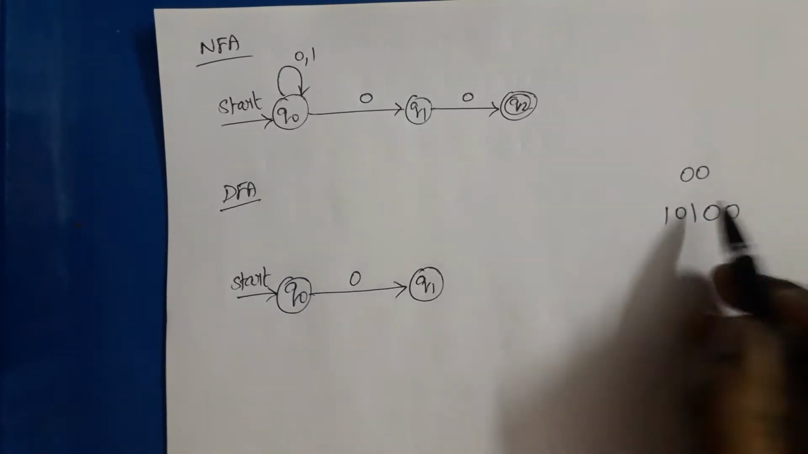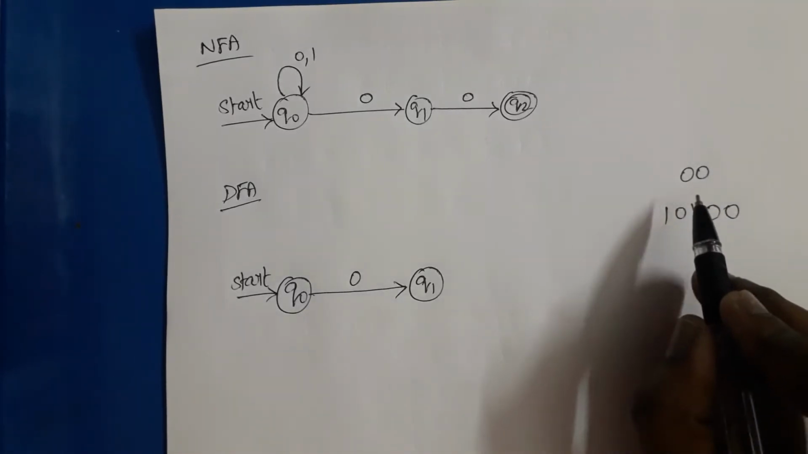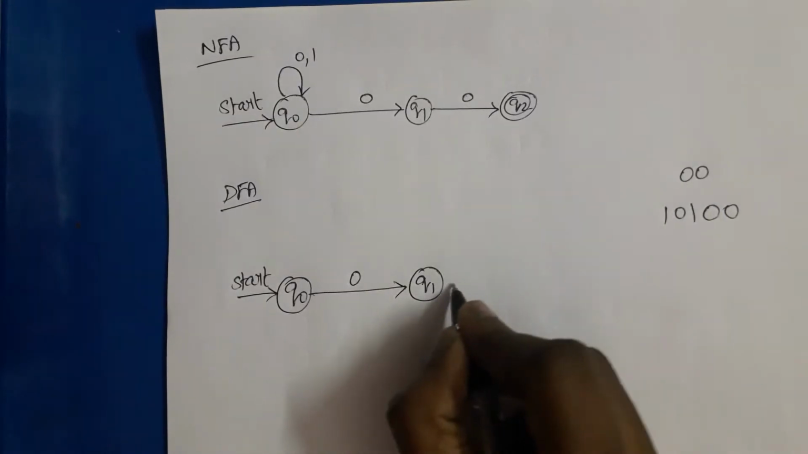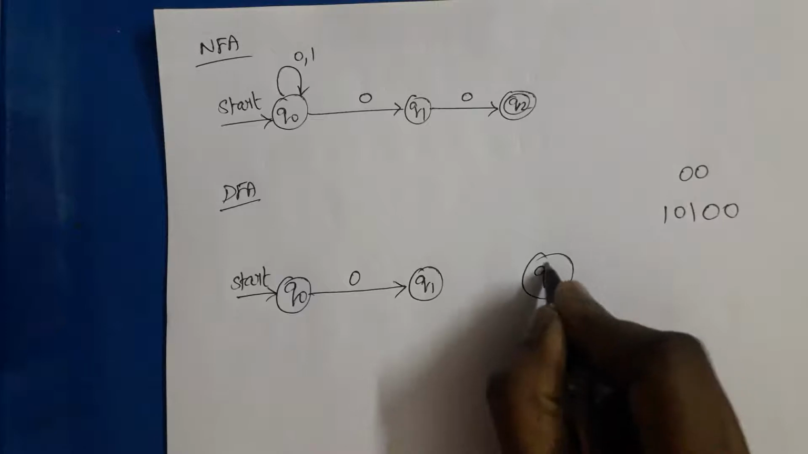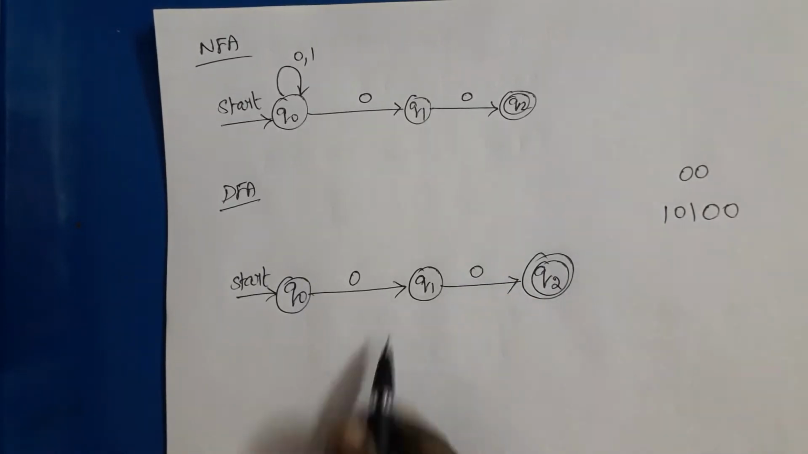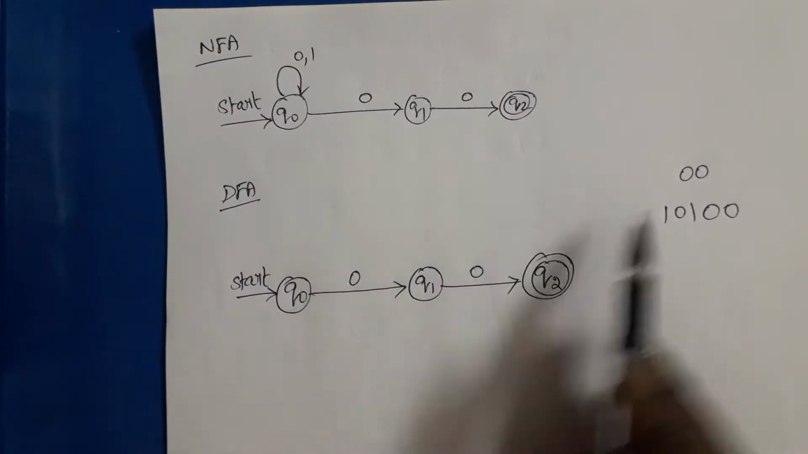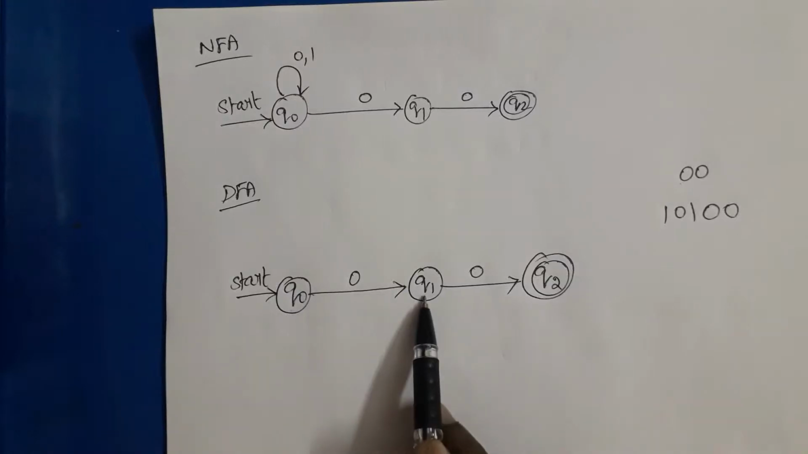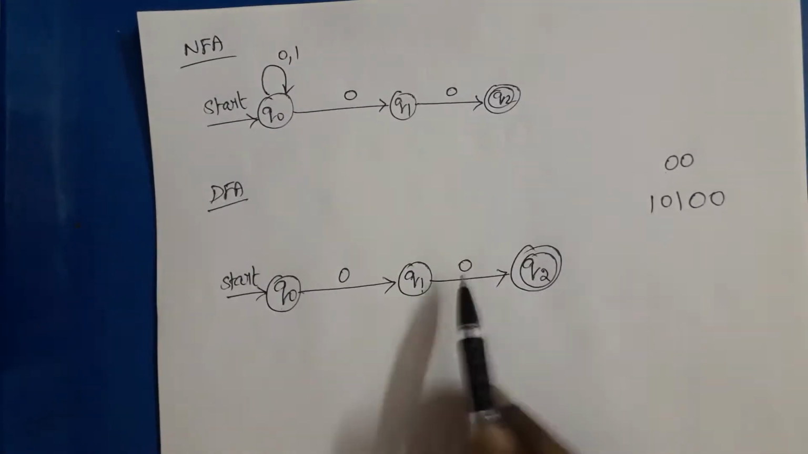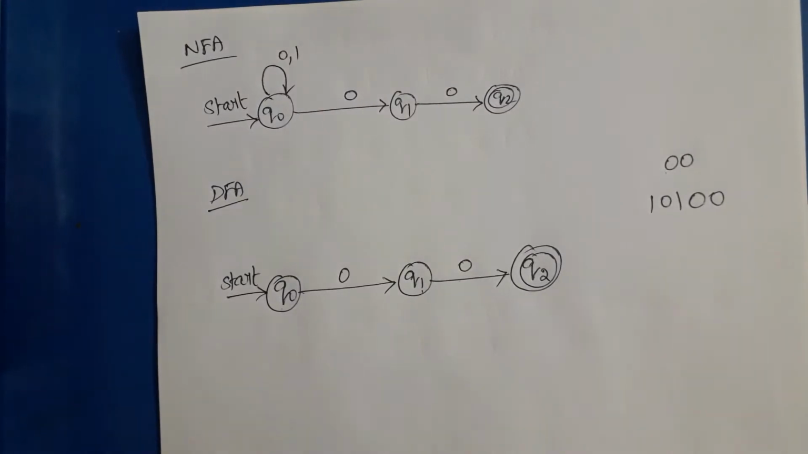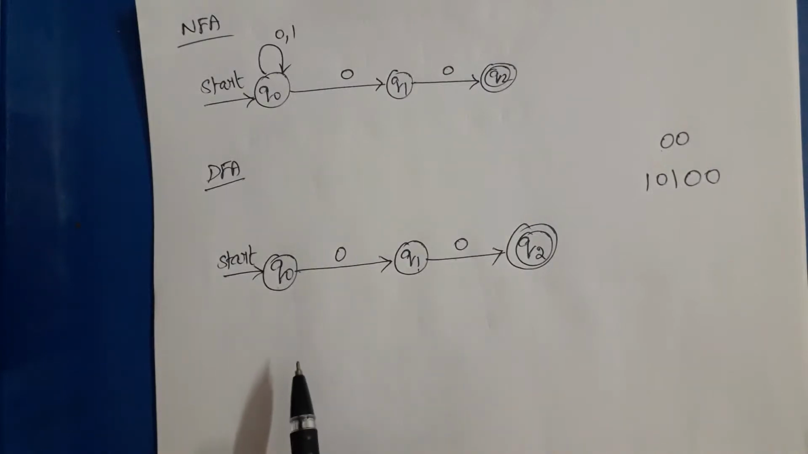So for a substring problem, where the string starts or ends with some substring, we need to draw like this. First we have to draw that substring, so 0 0. Then we have to draw the remaining transitions. So from Q0, if 0 is the input symbol, it goes to Q1. Then from Q1, for the next 0, it goes to Q2. And in other cases, we need to draw the remaining transitions.